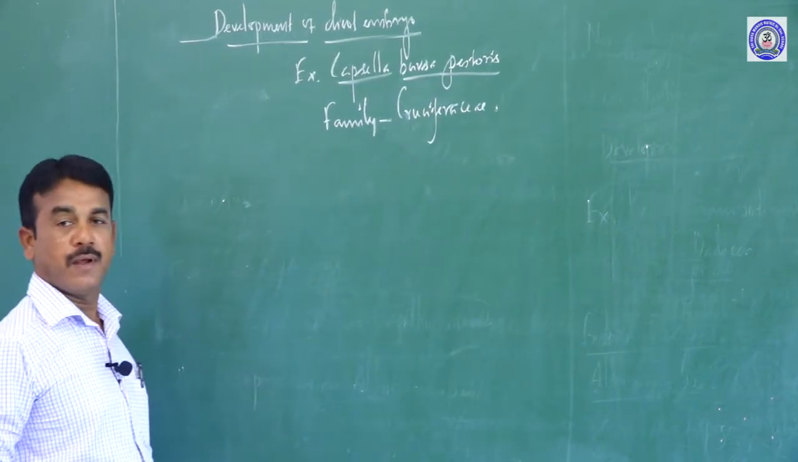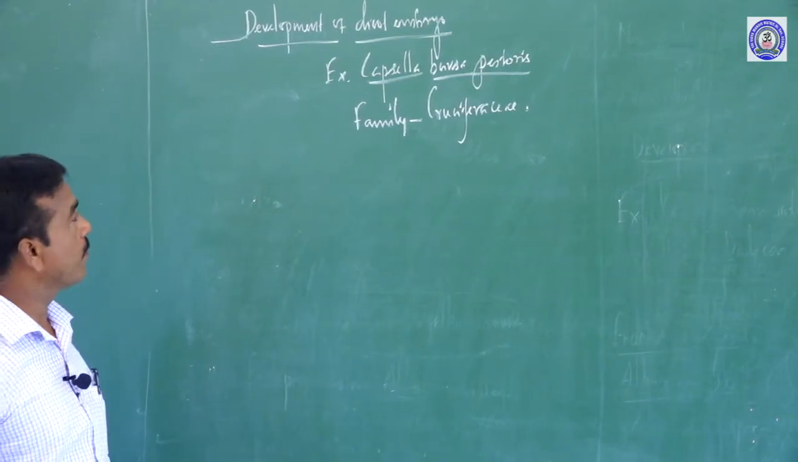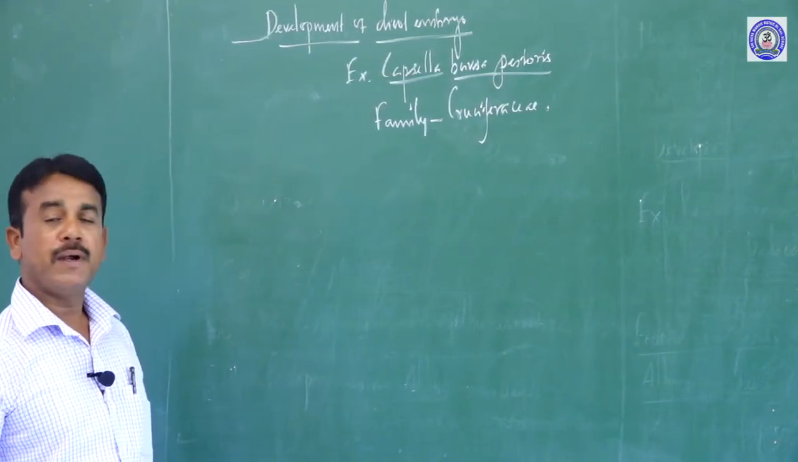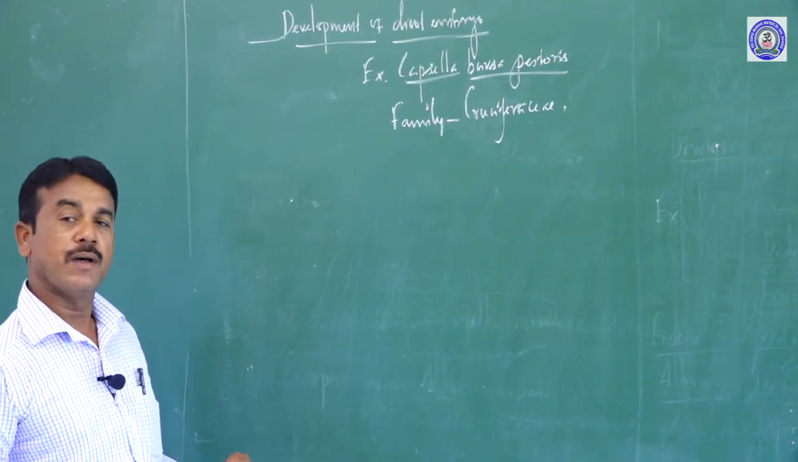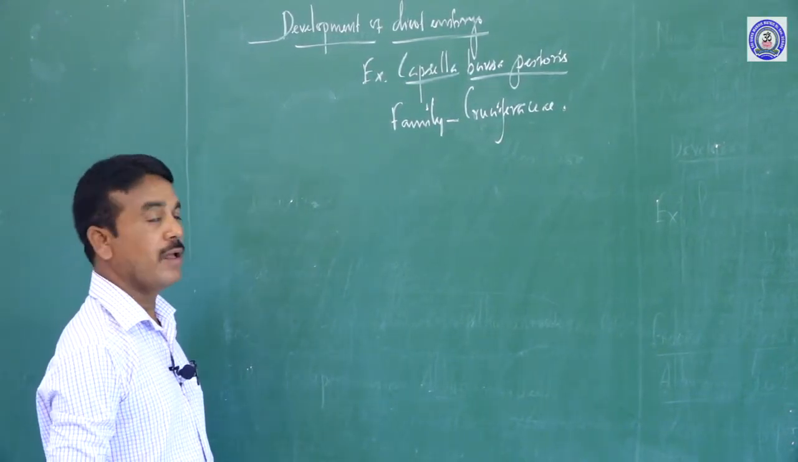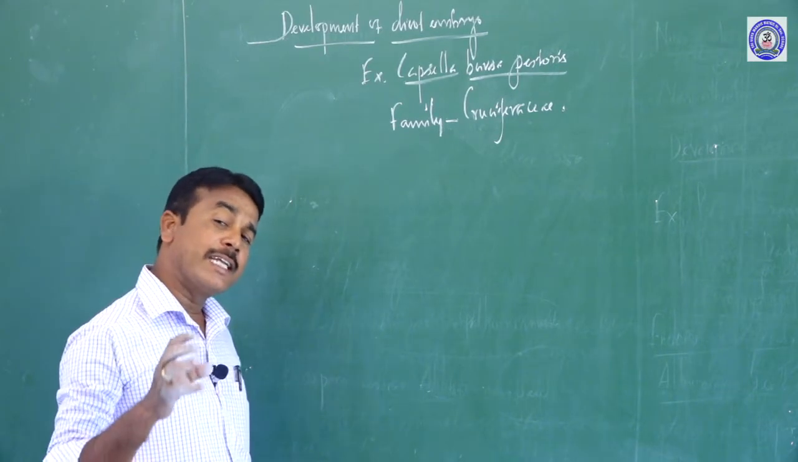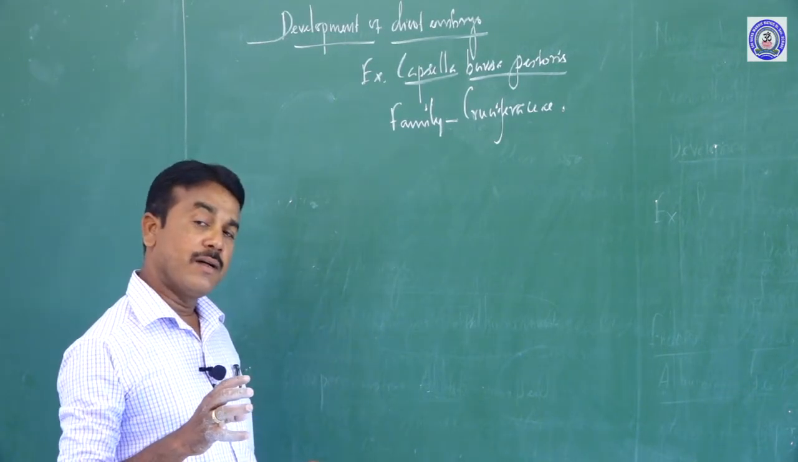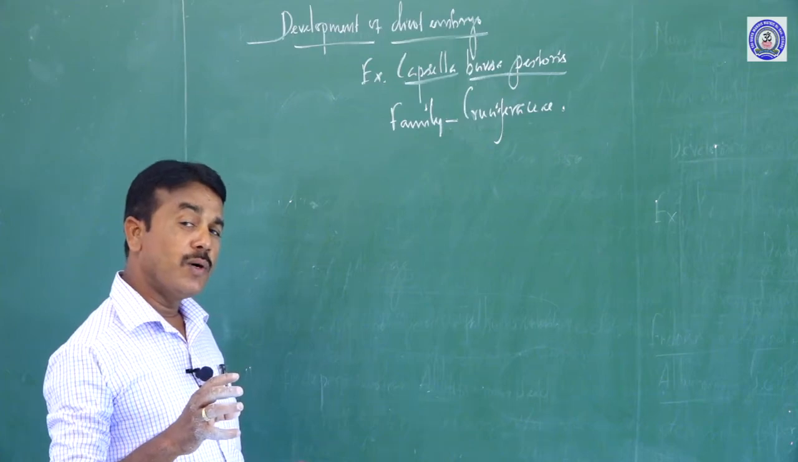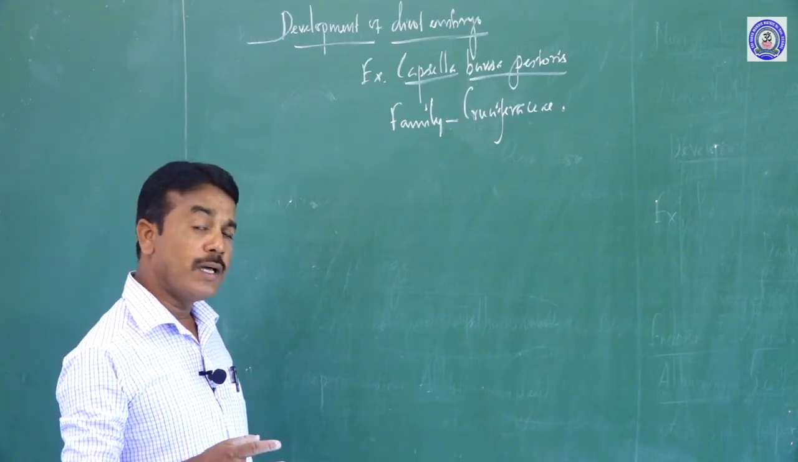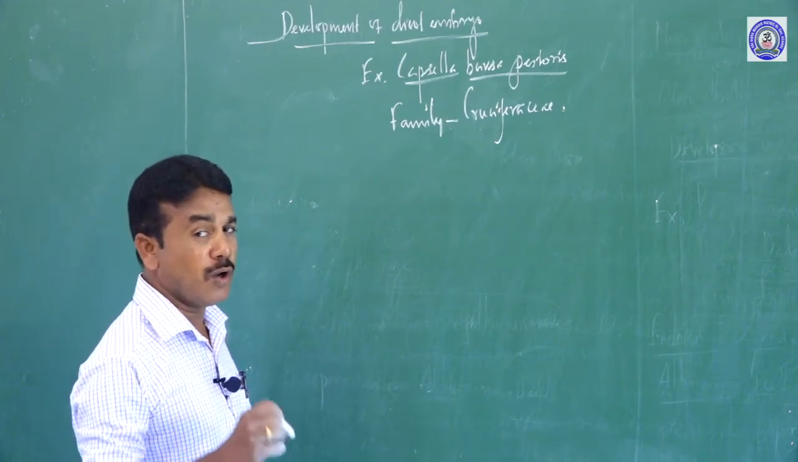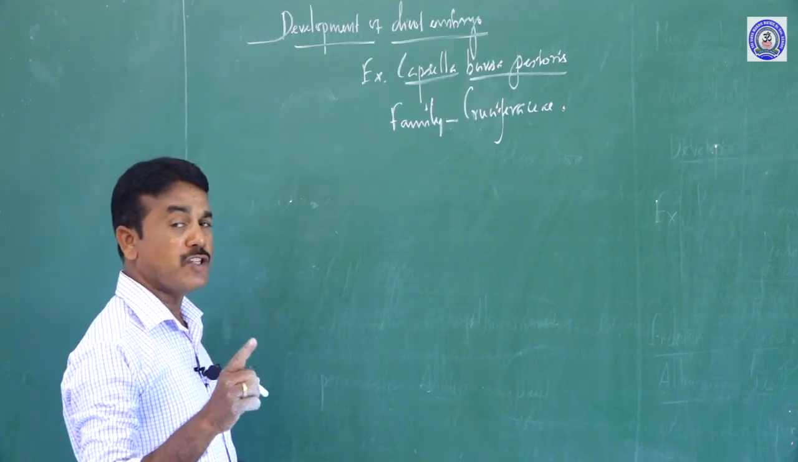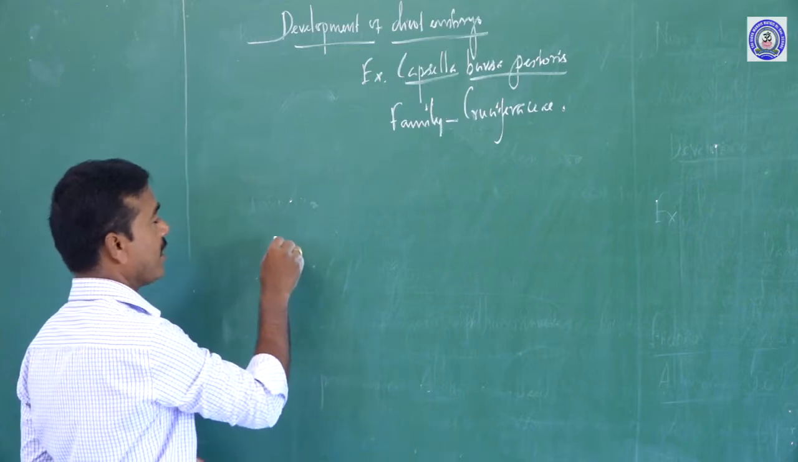Okay. Now let's see how the embryo of Capsella bursa-pastoris develops. First of all, at the time of development, the embryo moves into the micropylar end of the embryo sac. I have already explained what the embryo sac is.